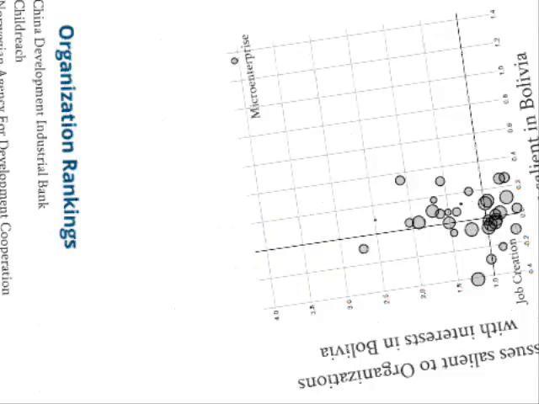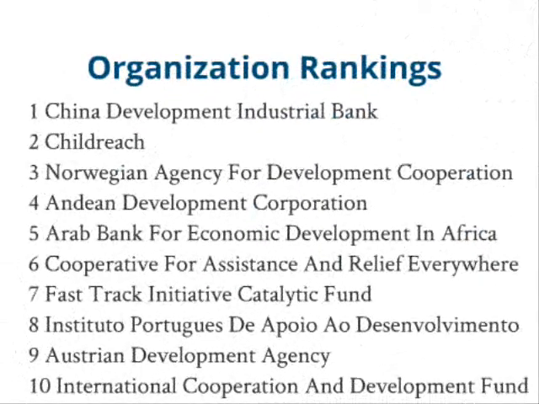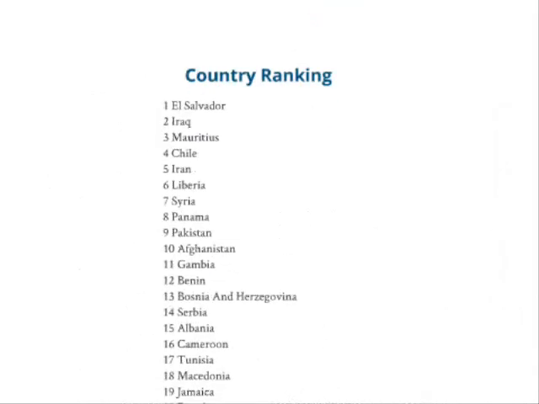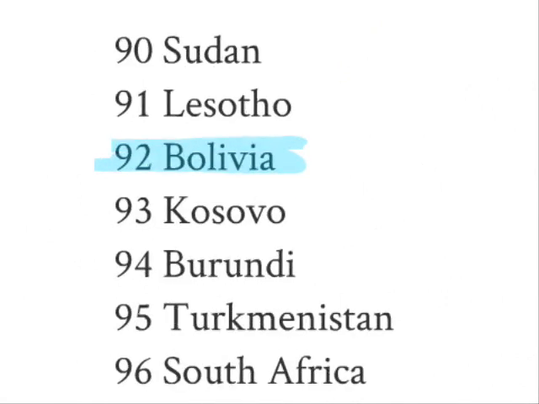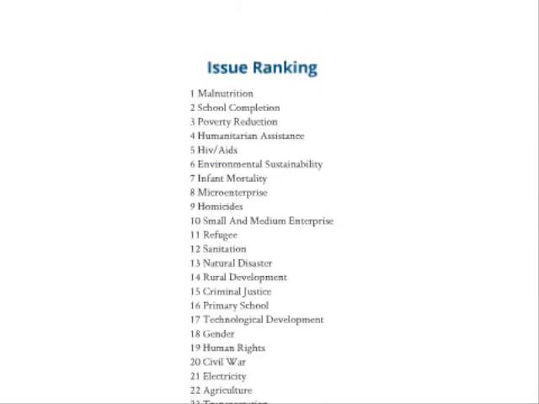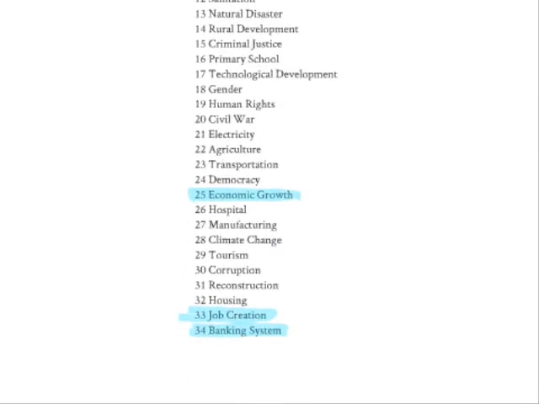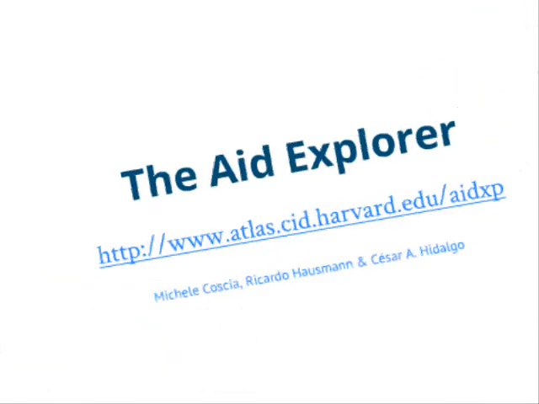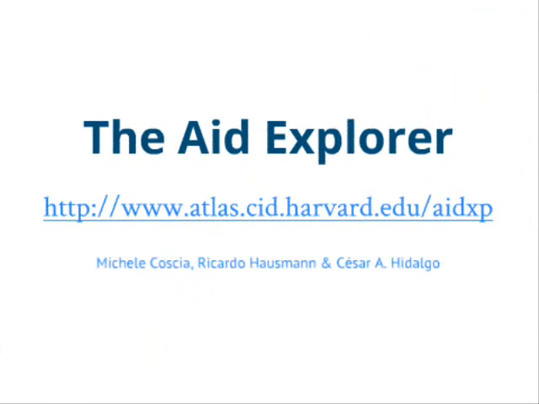You can rank organizations in terms of how well they match the priorities of the countries they work with. You can rank countries in terms of how well they are matched with agencies that share their priorities. And Bolivia is not doing that great, actually. And how able is the international community to coordinate on different issues, highlighting some tough ones, especially those related to economic growth? The Bolivia story and 1,000 more are just a click away in the Aid Explorer website. We hope you will find it useful to improve on the current state of aid coordination.